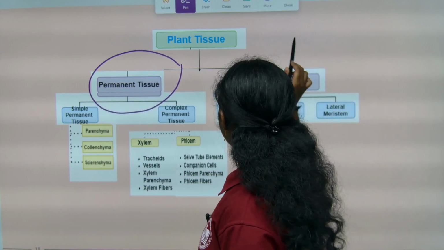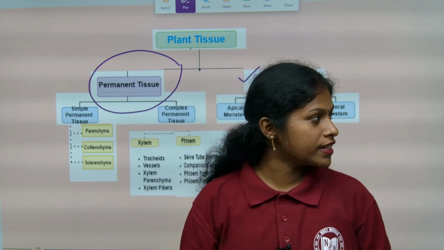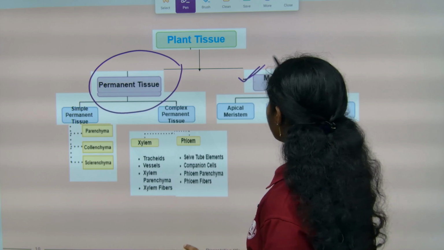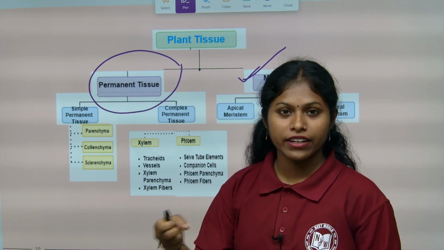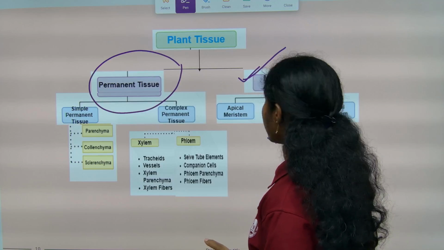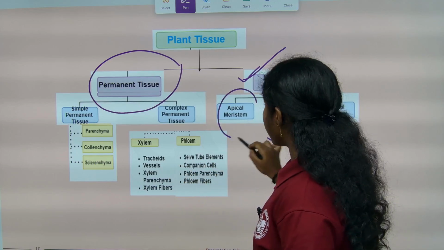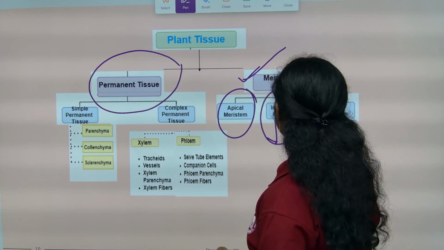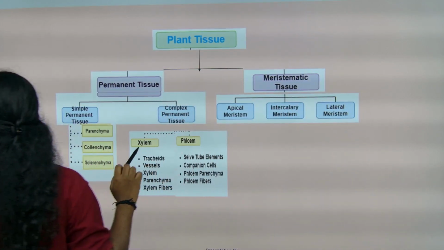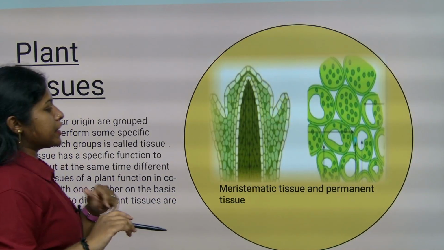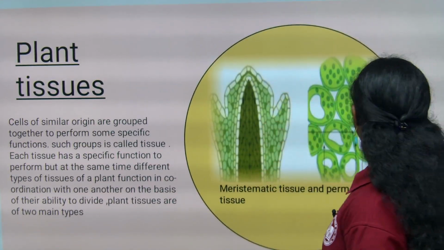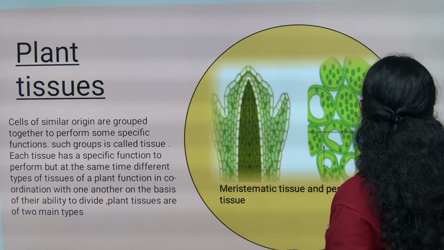In the meristematic tissue, they are actively dividing cells, they are immature. So they are always actively dividing and forming new cells. They are present in the apical regions, intercalary regions and lateral regions in the plant. So let's study this. Here they have given the plant tissues. This is the meristematic tissue, and when it loses the ability to divide, it becomes the permanent tissue.